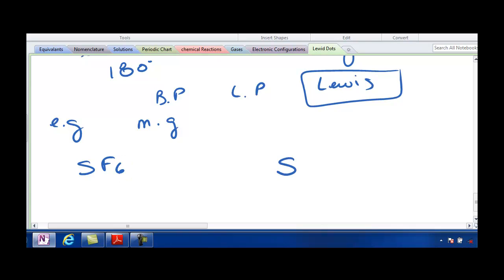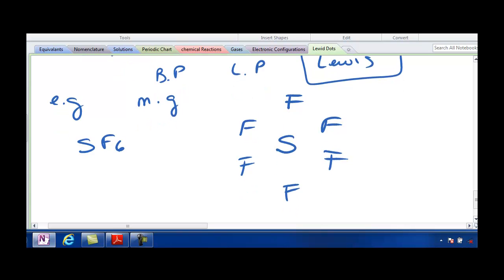So I write a sulfur and fluorines everywhere. Fluorine, fluorine, fluorine, fluorine, fluorine, fluorine, just around. Draw the most symmetrical structure. Look at each element in the periodic chart. Find your dots for each element, which is the group number. Sulfur is group 6. Fluorine is group 7. So sulfur has 6 dots. Fluorine has 7. And then you share them to see how many bonds you're going to end up with.